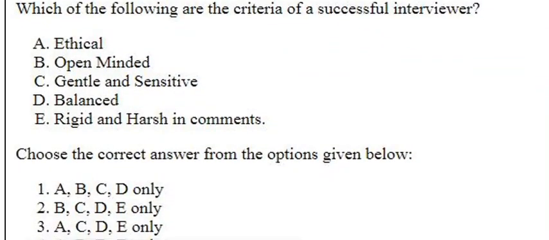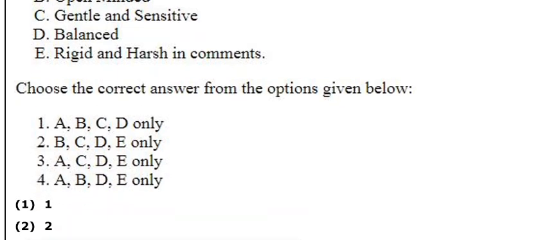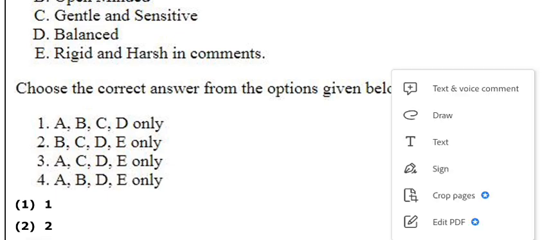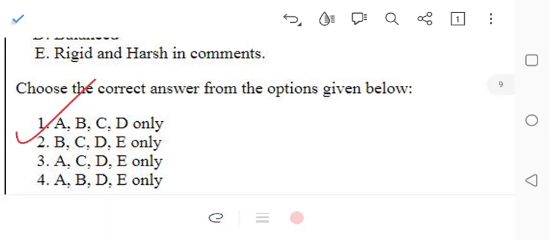Next, which of the following are the criteria of a successful interviewer? Ethical, open-minded, gentle and sensitive, balanced, rigid and harsh in comments. Choose the correct answer from the options given below. A, B, C, D, B, C, D, E, A, C, D, E, A, B, D, E. It will be A, B, C, D. All are required. All are pivotal.